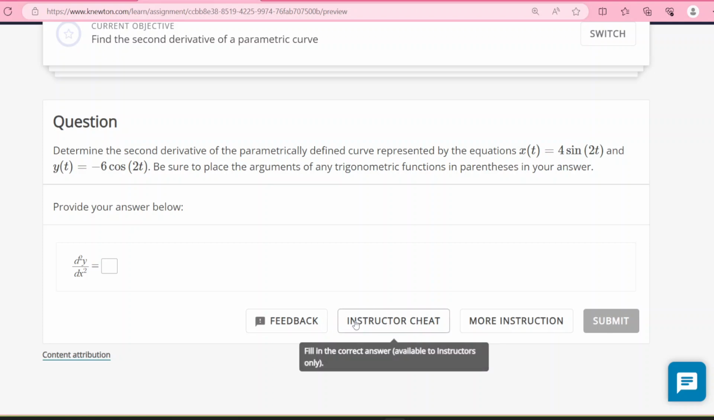You will not have this instructor cheat button; it will not be there. But you should see a more instruction button. If you're ever struggling with a topic, an objective, or a question, click on this and you'll be taken to a page with further reading, videos to watch, or both. Then you'll be given questions related to that instruction, and you can work on those questions with the instruction still available. You can keep referring back to it, and hopefully that makes getting through the assignment a little easier.